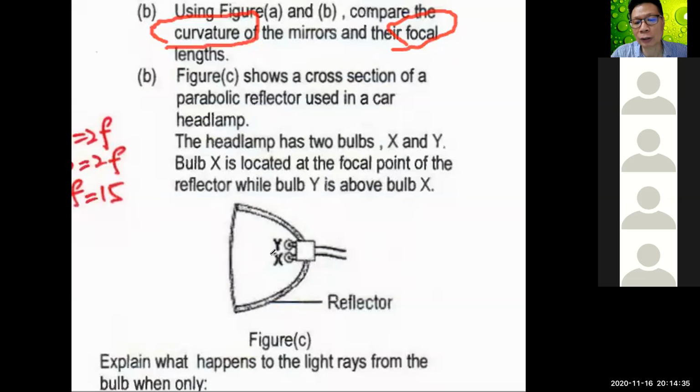Now the bulb is here. Got two bulbs here, X, Y. The light hits here and gets reflected. So it will reflect the light so you can brighten longer distance, right? And now you see, the headlamp has two bulbs, X and Y. X is located at the focal point, very important now, at the focal point. But Y is above X, Y is not in the focal point. So what happened then? Okay, come, I show you this one.